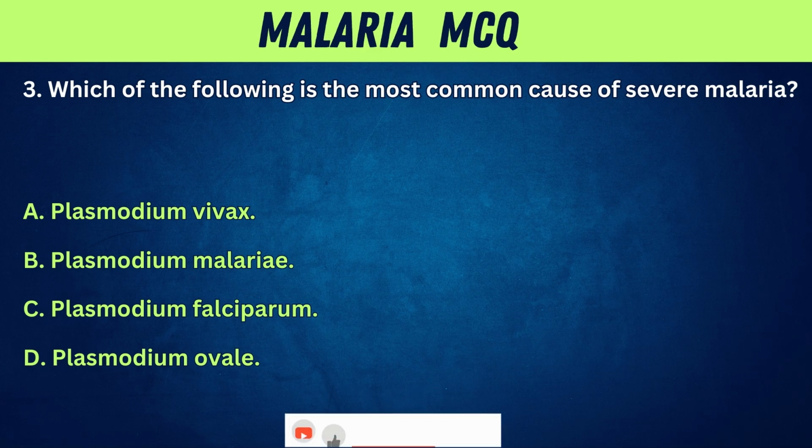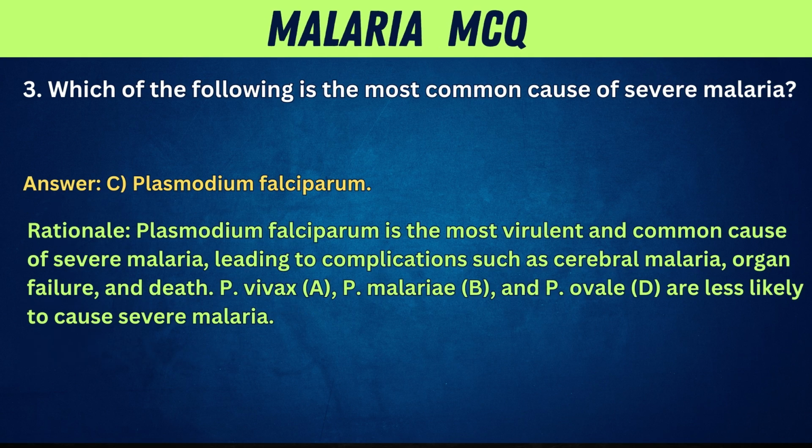3. Which of the following is the most common cause of severe malaria? A. Plasmodium vivax. B. Plasmodium malariae. C. Plasmodium falciparum. D. Plasmodium ovale. Answer: C. Plasmodium falciparum. Rationale: Plasmodium falciparum is the most virulent and common cause of severe malaria, leading to complications such as cerebral malaria, organ failure, and death. P. vivax, A, P. malariae, B, and P. ovale, D, are less likely to cause severe malaria.